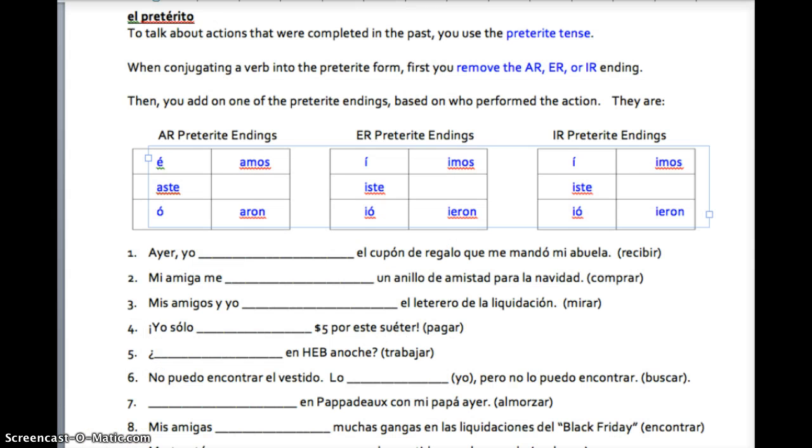Alright, so to talk about actions that were completed in the past, you use the preterite tense. When conjugating a verb in the preterite form, first you remove the AR, ER, or IR ending. AR preterite endings are -aste, -ó, -amos, -aron. ER preterite endings are -iste, -ió, -imos, -ieron. Same thing over here.